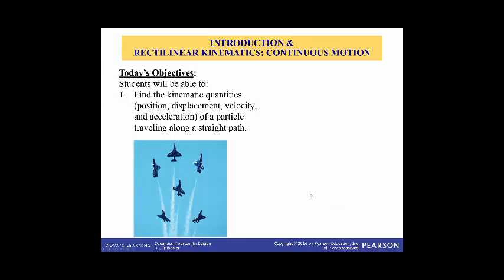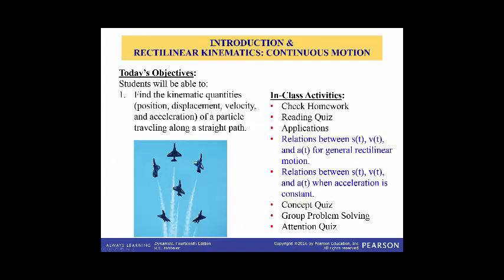Hi. So this discussion has to do with rectilinear kinematics with objects that are moving. The objectives are to find some of the quantities like position, displacement, velocity, and acceleration, and we will see some of the relations between position, velocity, and acceleration whenever you have acceleration that is changing or constant.